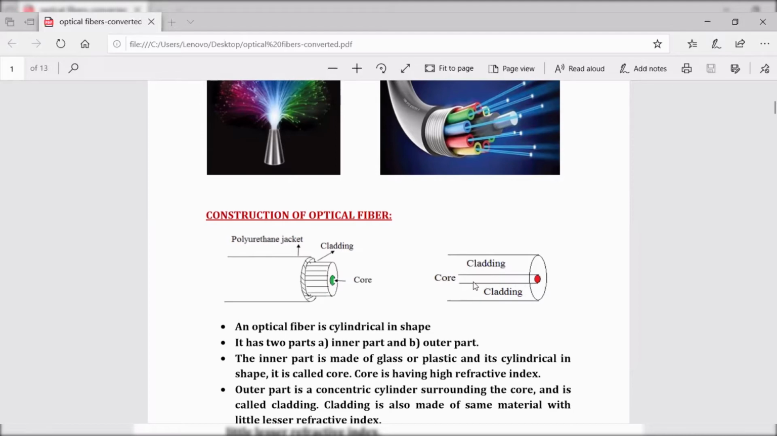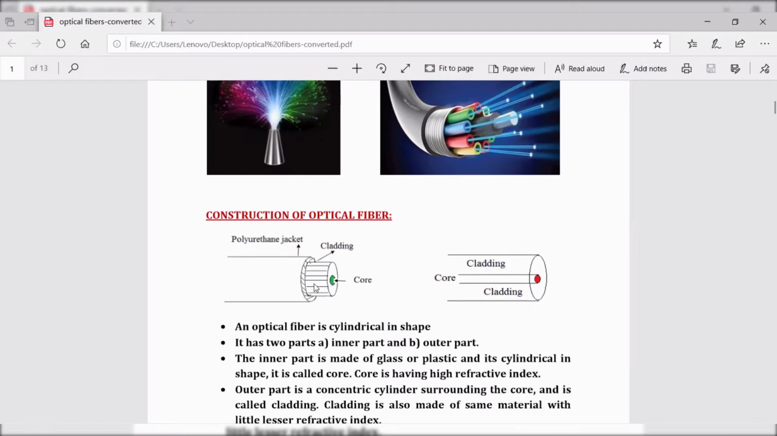This inner core material is surrounded by a concentric layer called the cladding, which is also made of either plastic or glass. So this cladding surrounds the core as a concentric layer. The refractive index of the core is always n1 and the refractive index of the cladding is always n2. Here, n1 is always greater than n2. Even this cladding is surrounded by a polyurethane jacket in order to safeguard the fiber either from crushing or from chemical reaction.